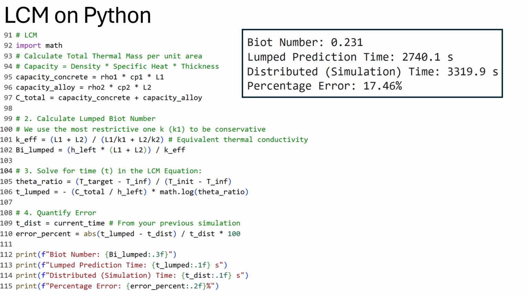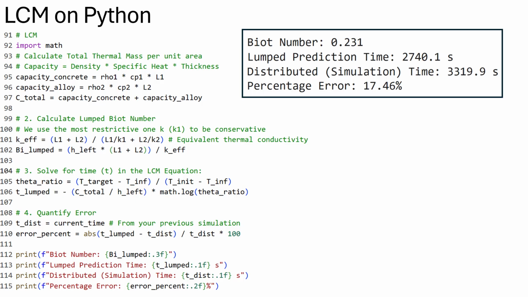This model calculates the total thermal capacity of the wall and the equivalent thermal conductivity of two different materials, treating the alloy and concrete like resistors in series to find a single Biot number for the entire wall. The solver relies on the first-order differential equation derived from the energy balance earlier, as the rate of heat entering via convection must equal the rate of energy storage in the wall. Lines 105 to 106 represent the integration of this energy balance. The code solves for the time by treating the wall as an exponential system rather than a linear one, since thermal driving force decreases as the wall heats up.